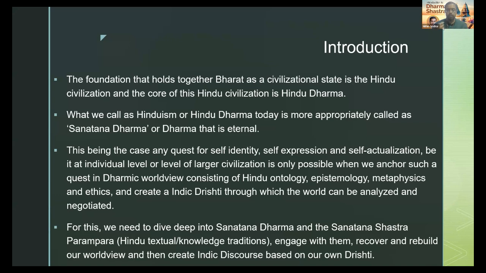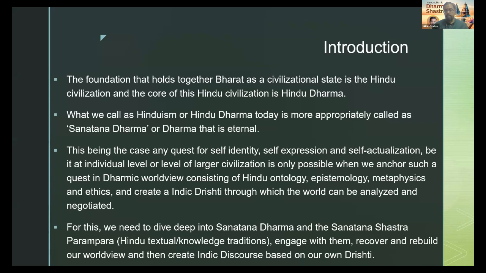If we have to ask whether this is the Indian way, the Indic way, the Hindu way, the Dharma way, it will not be. We can only claim our own unique drishti, our own unique place in the world when we find our identity, our self-expression, our paths to self-actualization rooted in our own worldview. And that worldview is provided by Sanatana Dharma and Sanatana Shastra Parampara.